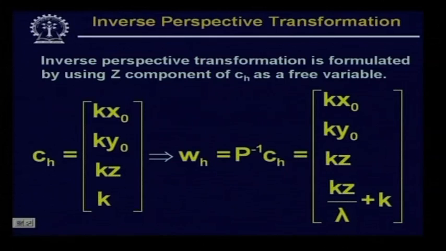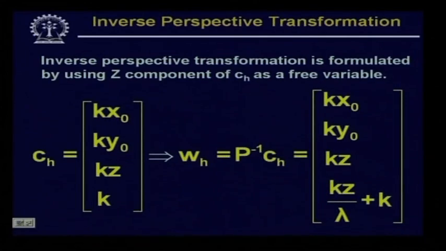For doing this, in the earlier case, when we converted the image point x naught, y naught to the homogeneous coordinate, we took k x naught, k y naught, 0 and k. Now, here, instead of assuming the z coordinate to be 0, we will assume the z coordinate to be a free variable. So, our homogeneous coordinate will be k x naught, k y naught, k z and k.